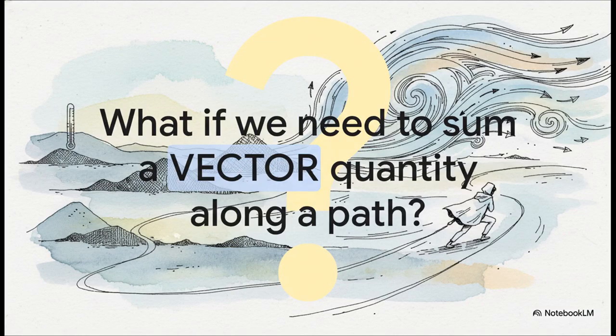Okay, so we've totally mastered how to add up scalar values, things like density or height, that just have a magnitude. But that leaves us with a really fascinating question, doesn't it? What if the thing we were measuring had a direction, too? What if we wanted to calculate, say, the total work done by a wind that's pushing you along your path? Well, for that, you're going to need the other half of this story, the vector line integral.